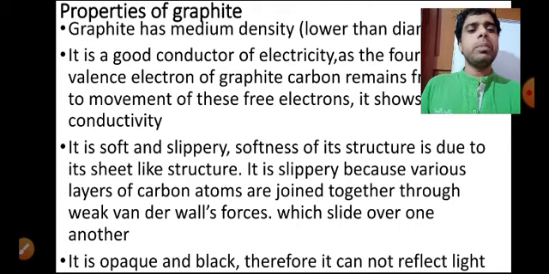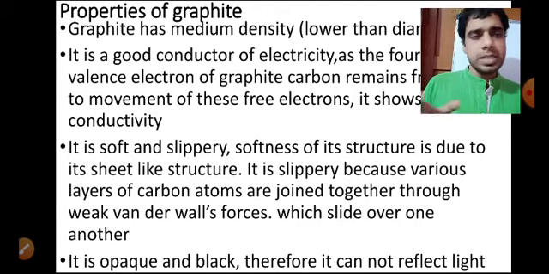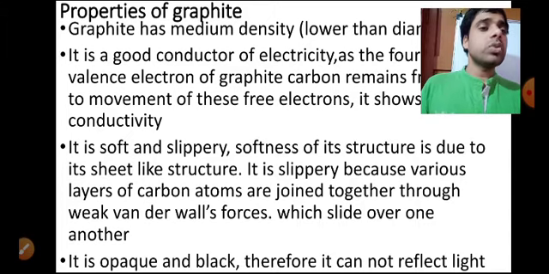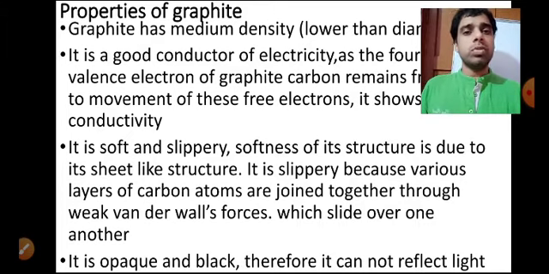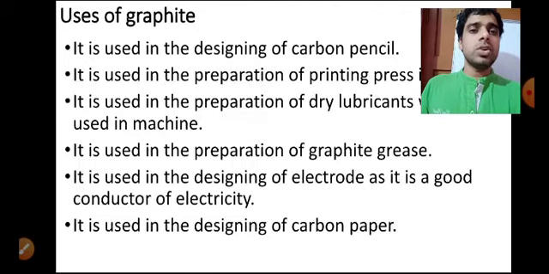It is opaque and black. We cannot see through it from one side to another side. It is black, which means it absorbs all the light, therefore it cannot reflect light. So you have to understand that these are the properties of graphite.